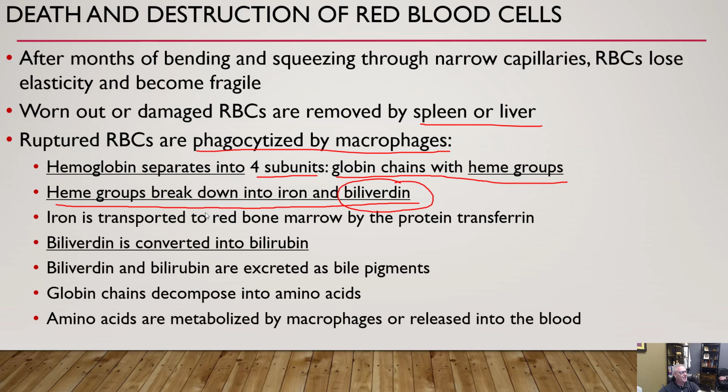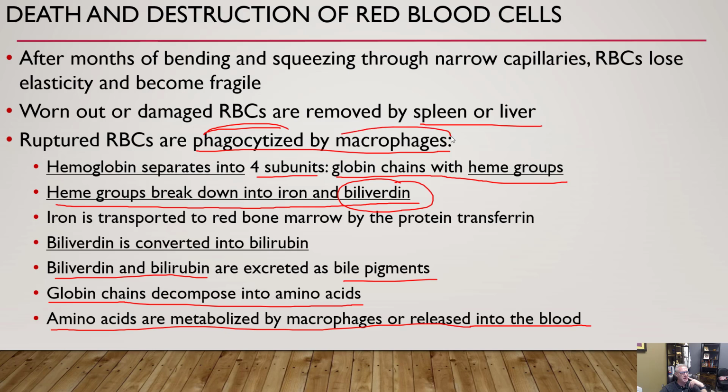Anyway. All right, so heme is going to be broken up into iron and biliverdin. Iron is going to be transported back to the bone marrow because the body's going to reuse it. And this biliverdin is going to be converted into bilirubin, and both of these, biliverdin and bilirubin, are going to be excreted as bile. The globin chains are going to decompose into amino acids. Remember, the body is going to try and reuse what it can, and it's going to go back in the bloodstream. So remember, phagocytes. Phagocytes are just cell-eating macrophages, big eaters.